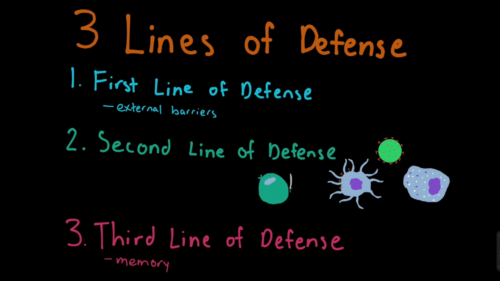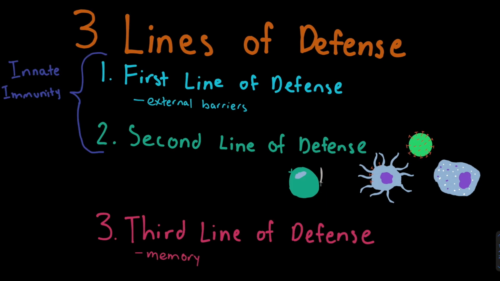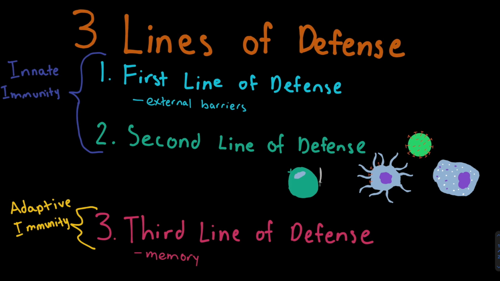The third and final line of defense is known as the third line of defense. The third line of defense is based on memory and it is employed when the body encounters a pathogen previously fought. You can think of the third line defense as a body putting a wanted poster on a specific pathogen in which our lymphocytes will attack that pathogen. One thing to note is that innate immunity includes our first and second lines of defense. Adaptive immunity, which is the second type of immunity, includes our third line of defense.